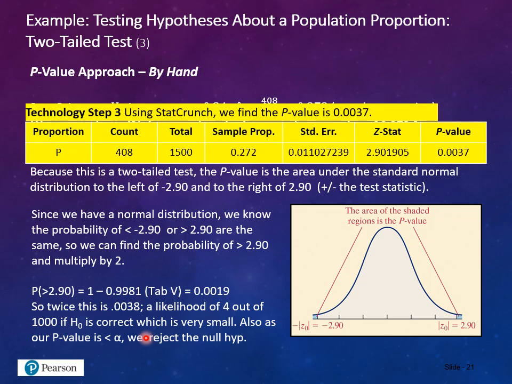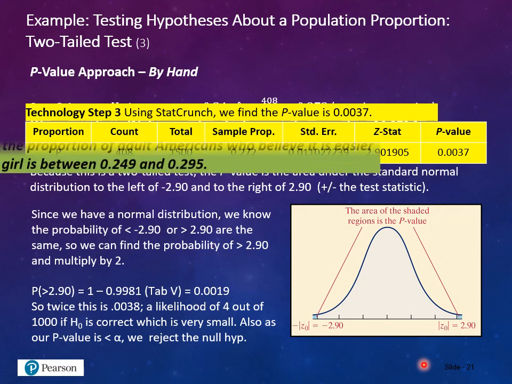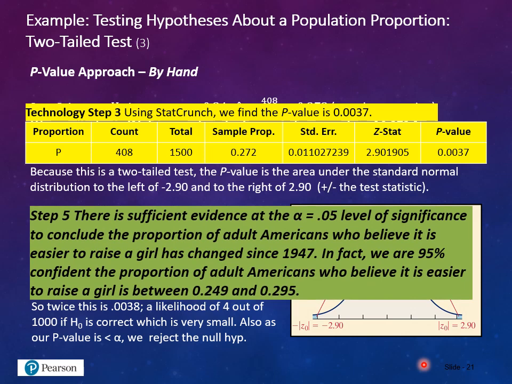If we did this using technology, specifically StatCrunch, we can also see that the p-value is 0.0037 and draw some of the same conclusions. The last thing we need to do is state that conclusion, and you see it here in step 5. There is sufficient evidence at the alpha equals 0.05 level of significance to conclude the proportion of adult Americans who believe it is easier to raise a girl has changed since 1947. In fact, we are 95% confident, again that connects to the alpha equals 0.05, the proportion of adult Americans who believe it is easier to raise a girl is between 0.249 and 0.295.